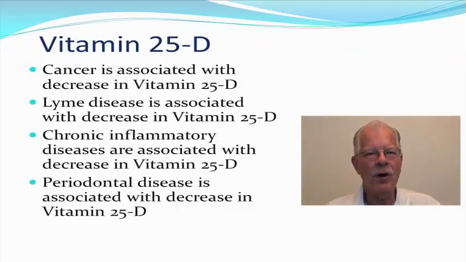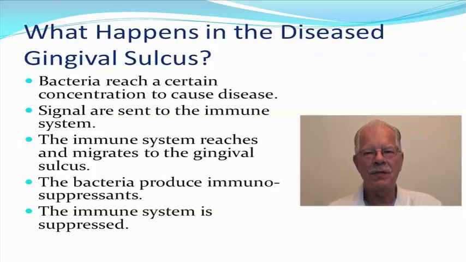So as we said before, cancer is associated with decreased 1,25-D. Lyme disease is also associated with a decrease in 1,25-D, as well as all the chronic inflammatory diseases, as well as periodontal disease. So when you test these patients, they all show a low 1,25-D. And when you see a low 1,25-D, that usually indicates the patient has a chronic inflammatory disease one place or another. So then what happens in the disease in the gingival sulcus?